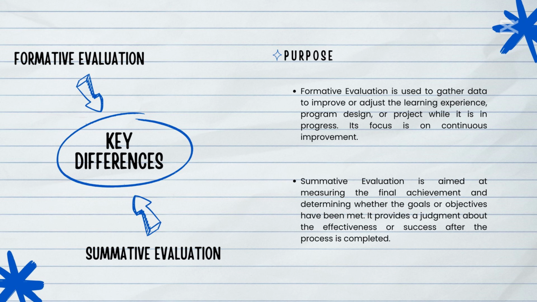So the purpose of formative evaluation is that it is used to gather data to improve or adjust the learning experience, program design, or project while it is in progress. Also, its focus is on continuous improvement. On the other hand, the purpose of summative evaluation is to measure the final achievement and to determine whether the goals or objectives have been met. Also, it provides a judgment about the effectiveness or success after the process is completed.